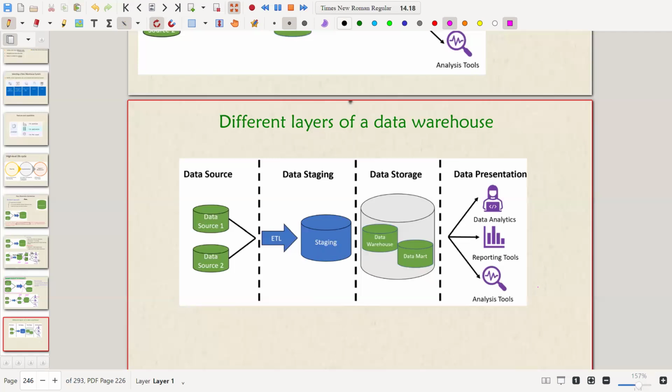So these are different layers. Like, what is a data warehouse? You should know it from these few slides. So first, there are different layers. If it is asked, what are the different layers of a data warehouse?